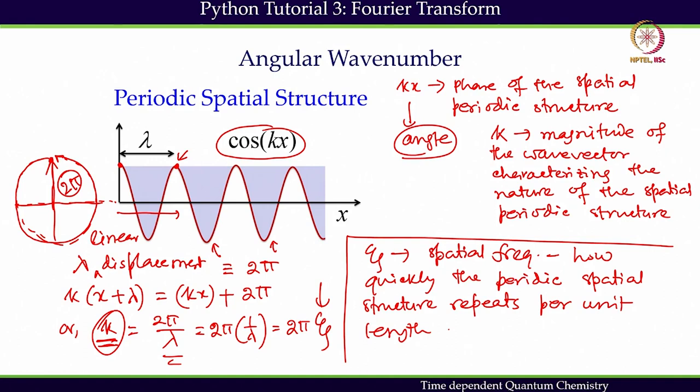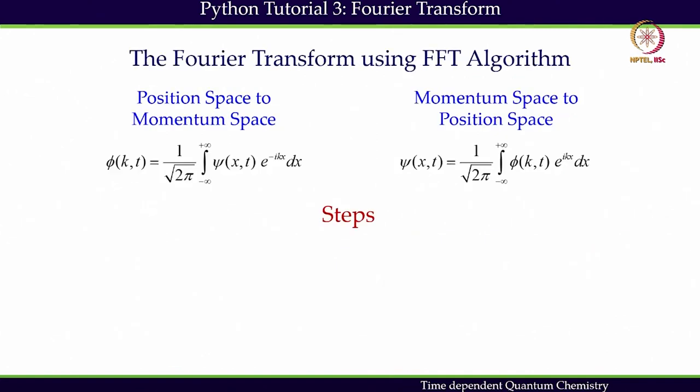And this k is representing the momentum space in quantum mechanics. So in order to convert from position space to momentum space, and momentum space to position space, which is the inverse Fourier transform, we will make use of an efficient algorithm. It is called the fast Fourier transform algorithm. This is the numerical implementation of the Fourier transform through the discrete Fourier transform. It is called FFT, fast Fourier transform. This is the algorithm which we use to transform this function.